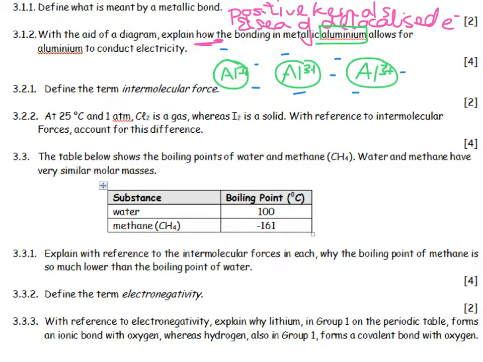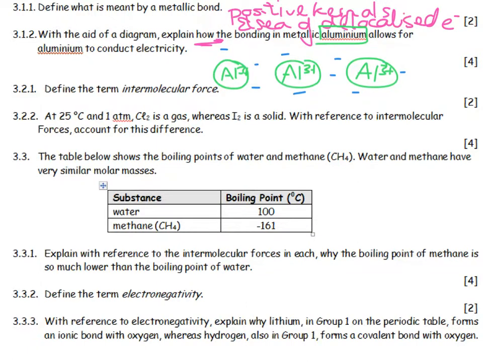answer. Then what you need to say is something along the lines of the outer electrons, the 3 outer electrons of aluminium, are in the sea of delocalized electrons. These are free to move should a potential difference be put on either side of that conductor. So you need to explain how this bonding allows for the movement, at least the flow of electricity.